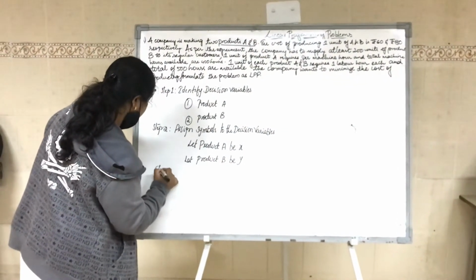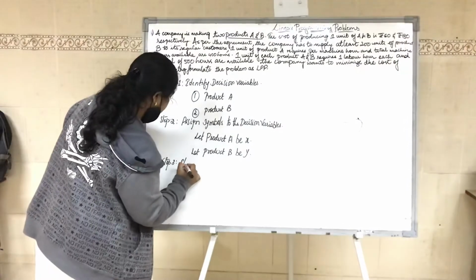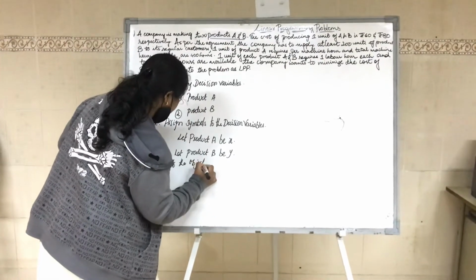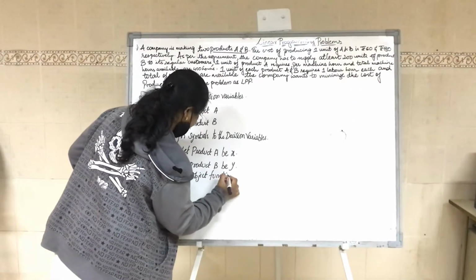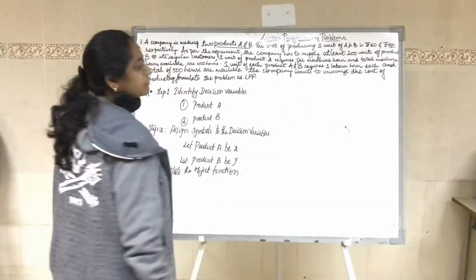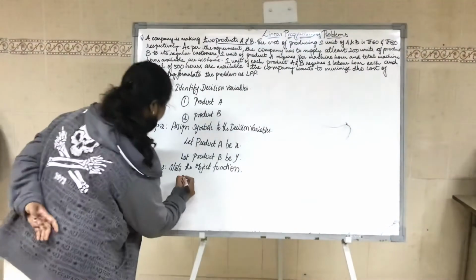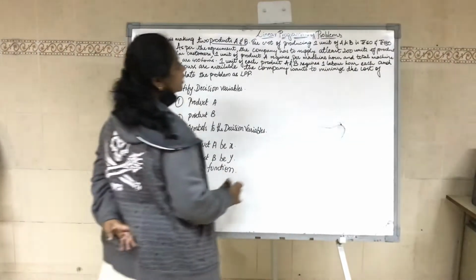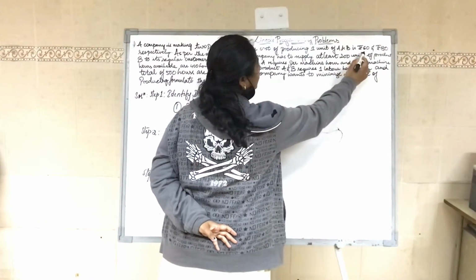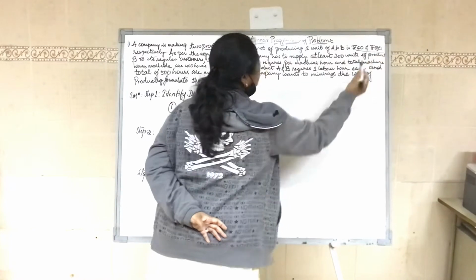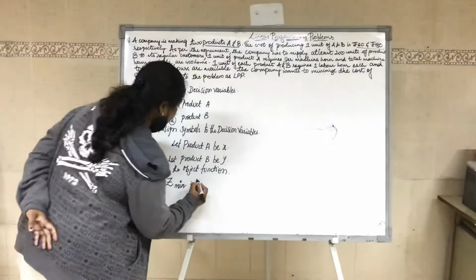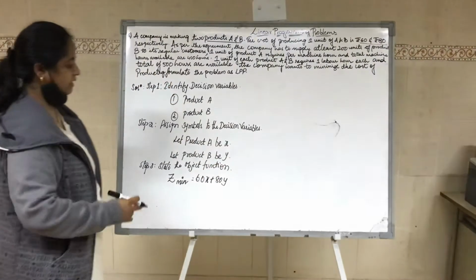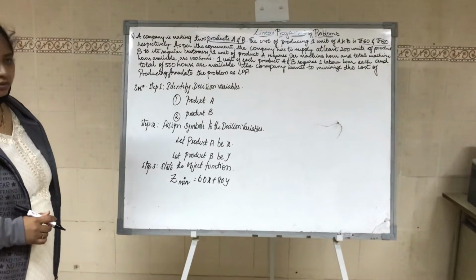Step 3, state the objective function. Here, as we have seen, it is saying minimizing the cost. So you will take it as Z min. What is the cost given in the question for producing 1 unit of A and B? The cost is 60 and 80. So it is 60x plus 80y. This is the equation for minimizing your cost.